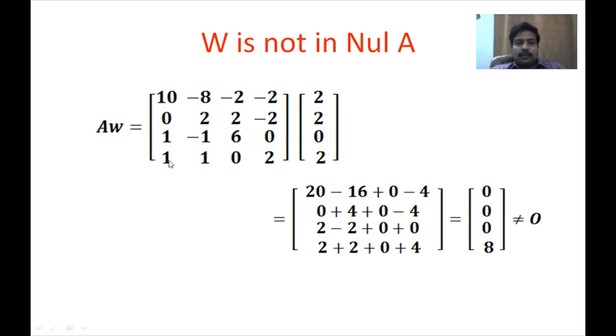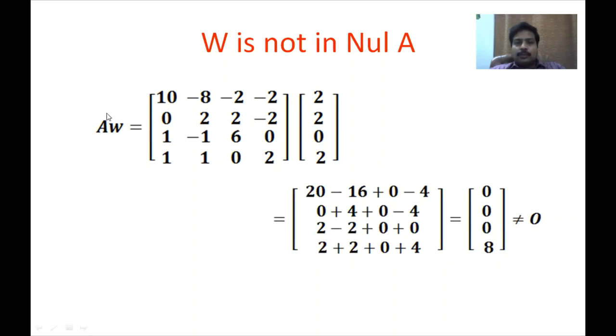See the last one. 1 times 2 is 2. Again 1 into 2 is 2. 0 into 0 is 0. 2 into 2 is 4. 8. So this is not a 0. So this is not a 0 vector. So after multiplication, you didn't get the 0 vector.